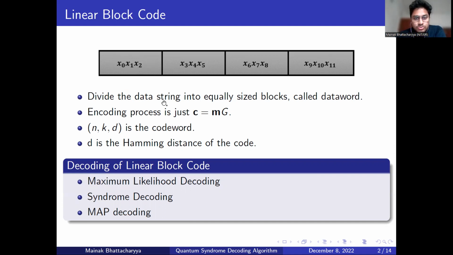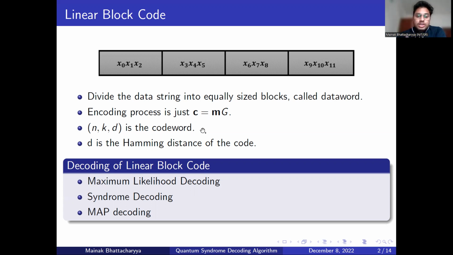So these 3 bits will be represented by a row vector that will be operated on by a generator matrix specific to a linear block code, and that will generate a code word of a higher number of bits, represented by [n, k, d]. n is the number of bits in the code word, k is the number of bits in the message, and d is the Hamming distance of the code. Now, this d will signify the error correcting capability of the linear block code.